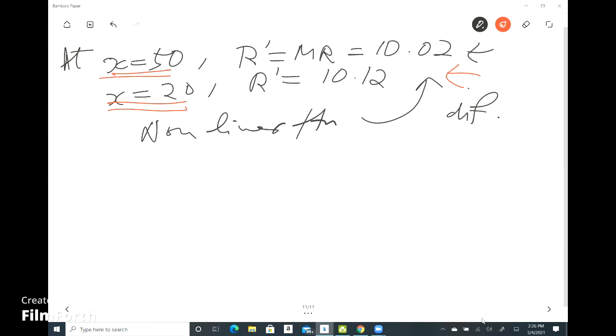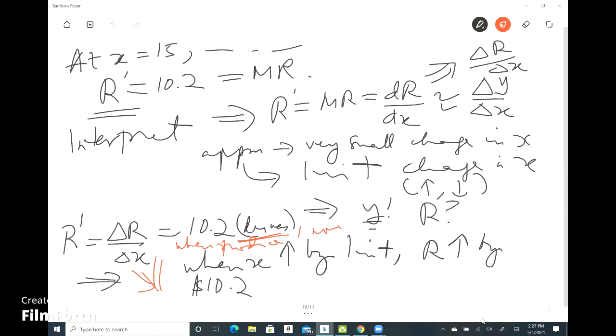So you have to mention what the level of production is. Here you just add another statement: at x equal to what? Equal to 30. You have to state where the derivative is taken. At what level of output, or what value of x, or you can say at what point do you take the derivative? Because that point will influence the value of the derivative.